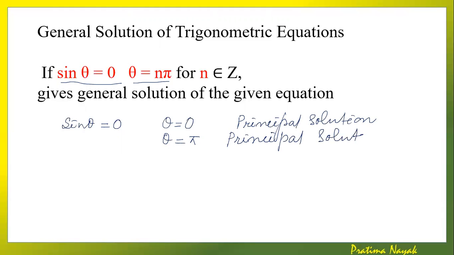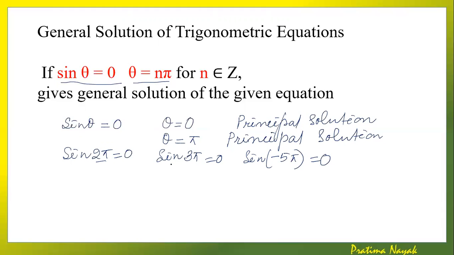Now, if we think of sine 2 pi, it is also 0. Sine 3 pi is also 0. Sine 4 pi is also 0. Sine 100 pi is also 0. Sine minus 5 pi is also 0. So instead of all these 2 pi, 3 pi, minus 5 pi, we write theta is equal to n pi, when n is an integer.